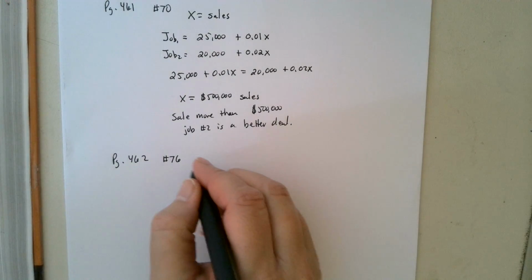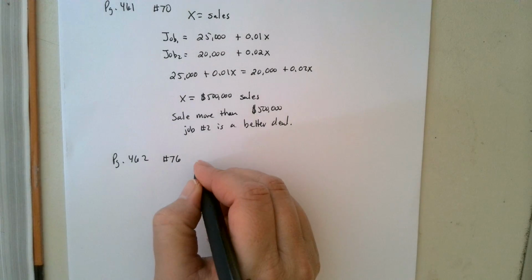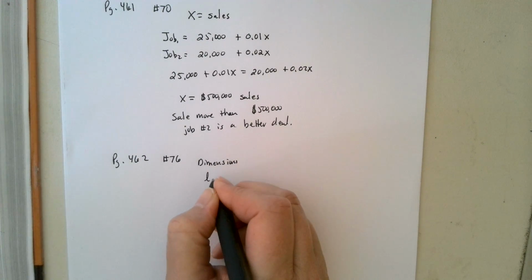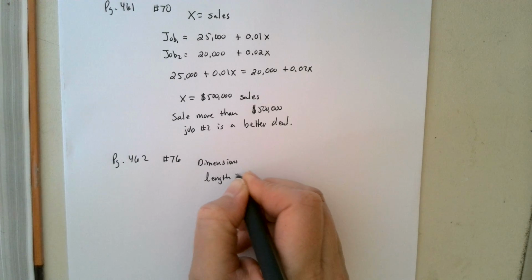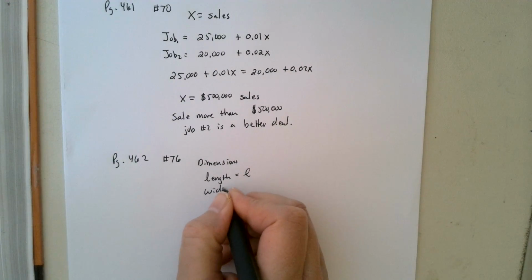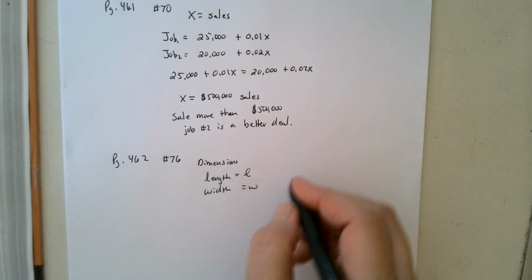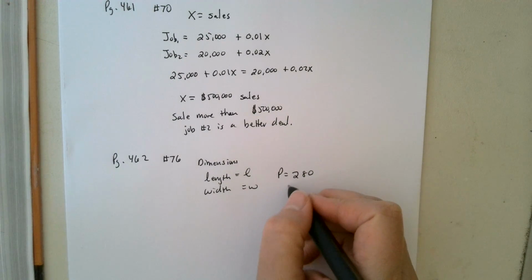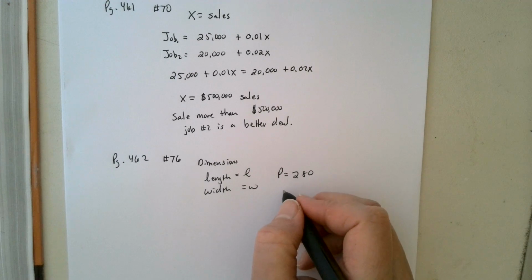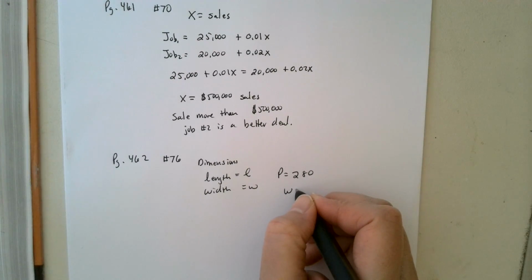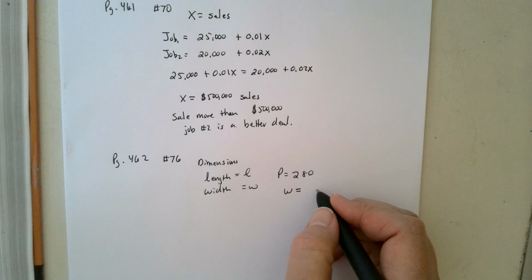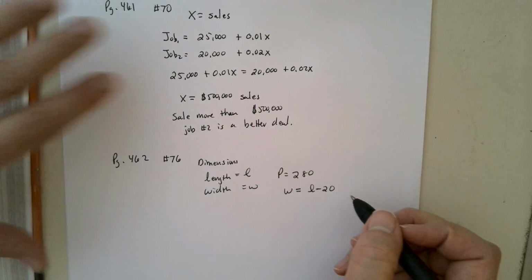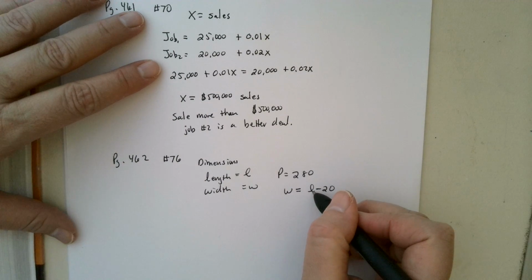So when it says rectangle, dimensions, we're talking about the length and the width. And it tells us the perimeter is 280. And it tells us that the width is 20 centimeters less than the length. Remember, with less than, order is important. So you want 20 less than the length.